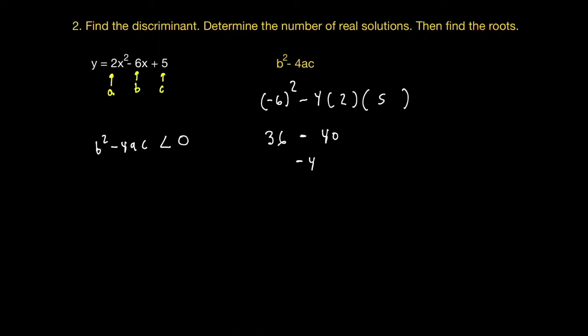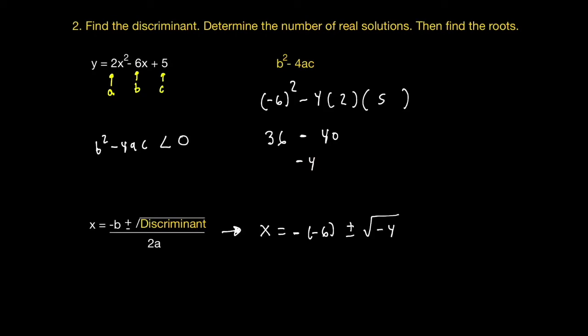So to find the roots, I'm going to use the quadratic formula and recall that what's underneath the square root, that's the discriminant. That's this part. So I'm going to replace this by negative 4. So let's go ahead and begin to evaluate this to find the roots. So x is going to equal negative b. So negative 6. Plus or minus the square root of the discriminant, which is negative 4, the stuff we just calculated, all over 2 multiplied by a. The a value is 2.